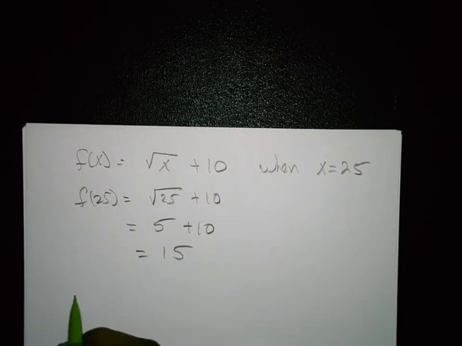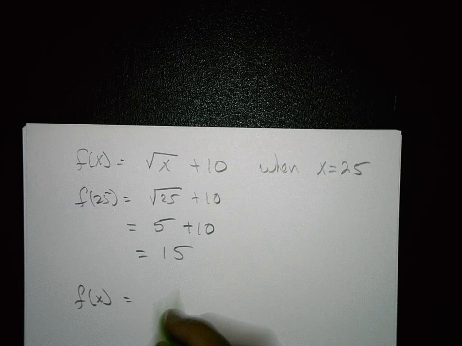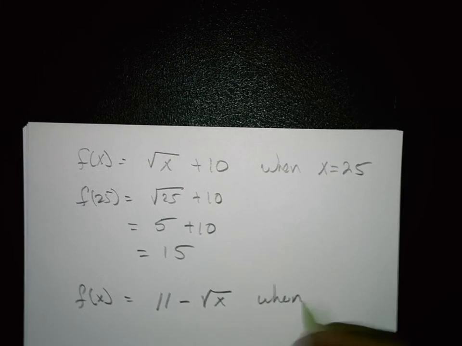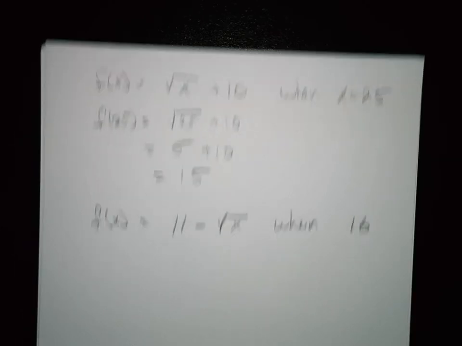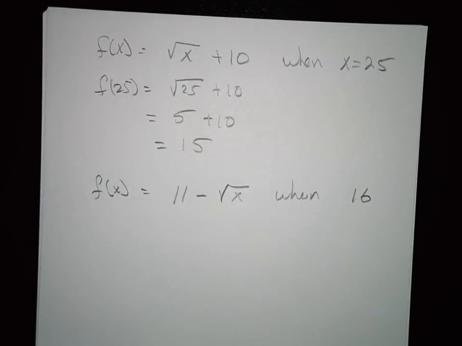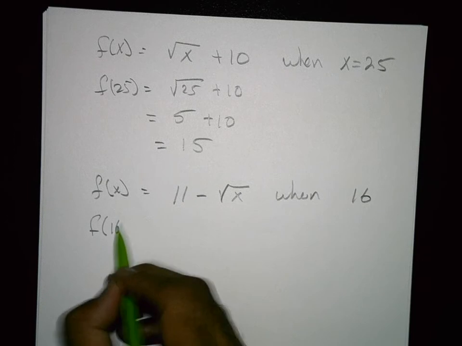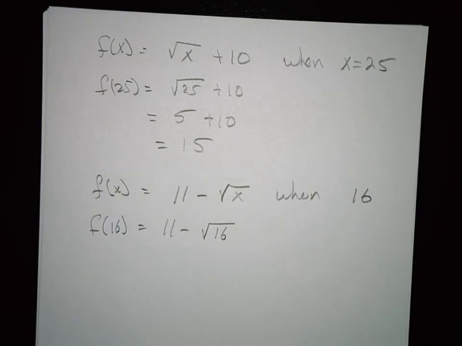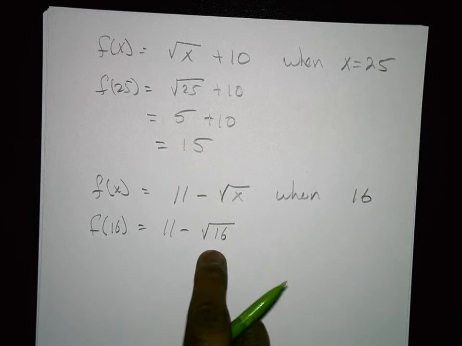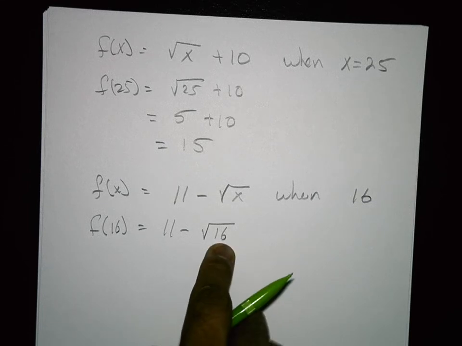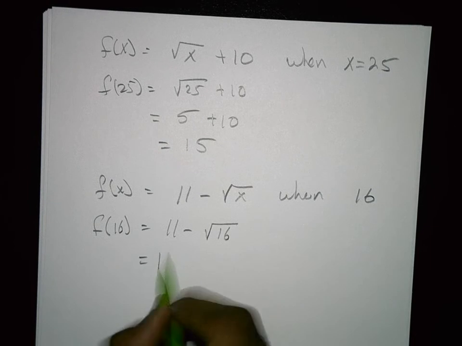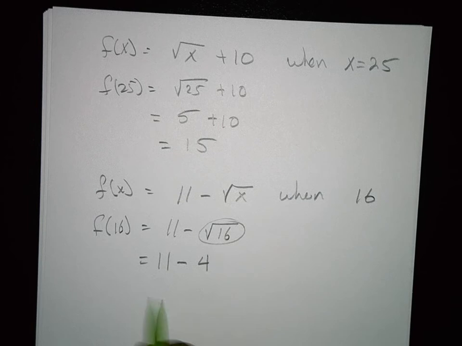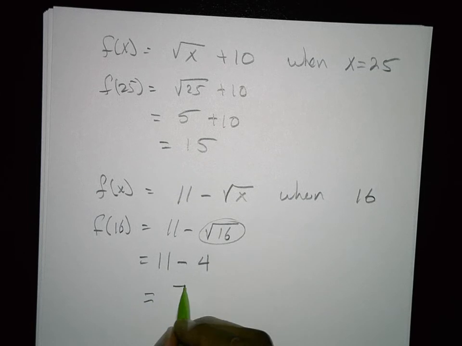Looking at another one, f of x equals 11 minus the square root of x when x equals 16. I'm going to go ahead and plug this one in. f of 16 is equal to 11 minus the square root of 16. What times itself gets me to 16? That's 4 times 4, right? So this turns into a 4, then I subtract these, and I get 7.